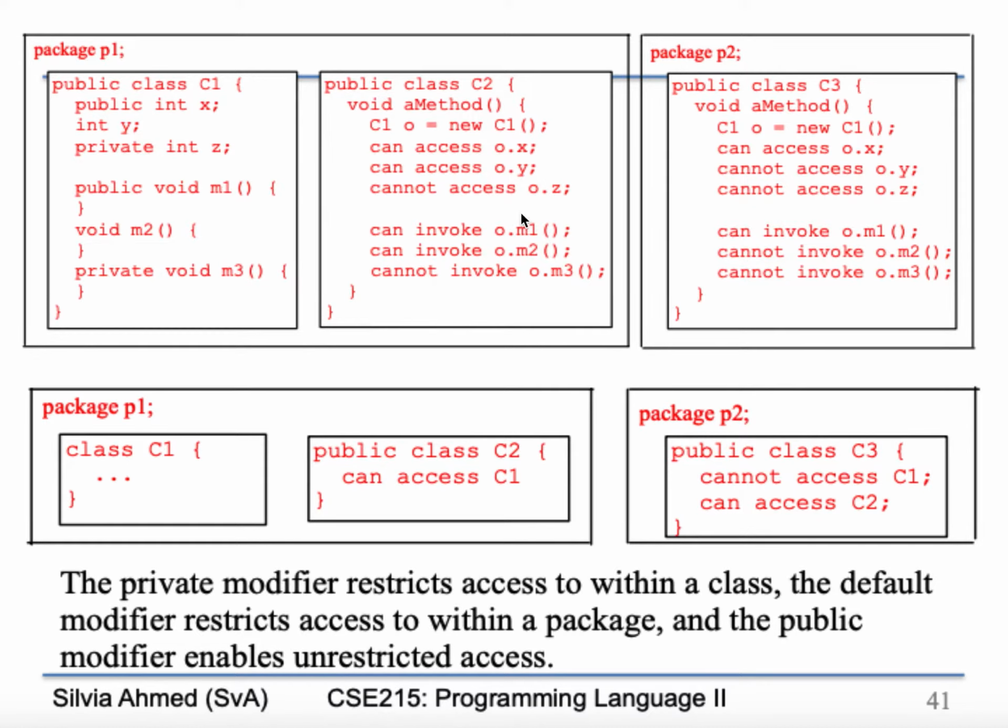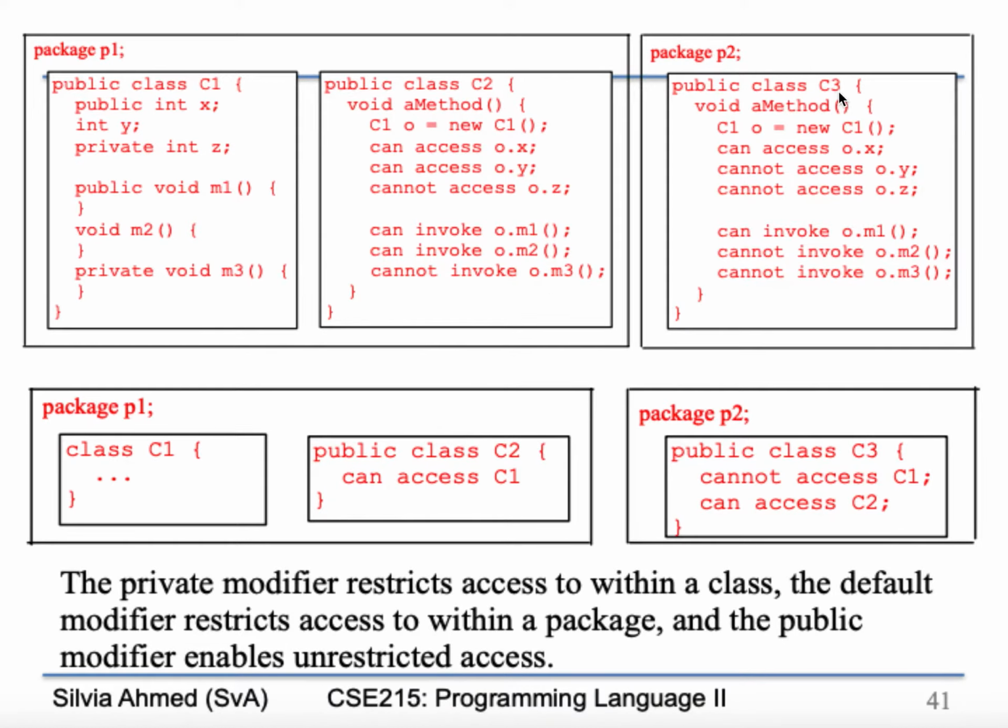This is the same for the methods. M1 was public, so we can call or invoke O.m1. M2 was default. Since C2 is in the same package, we can invoke O.m2. But M3 was a private method, so we cannot invoke O.m3 from a separate class.